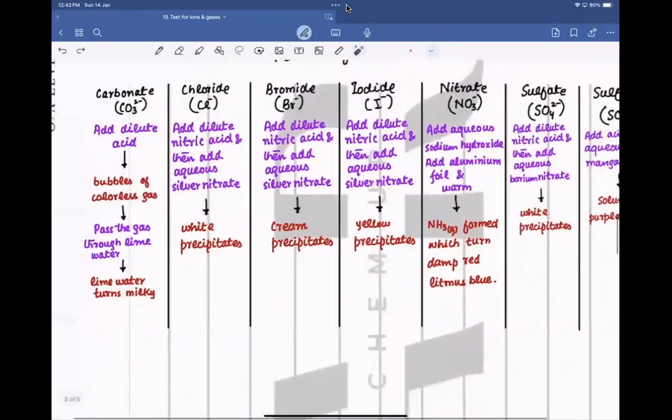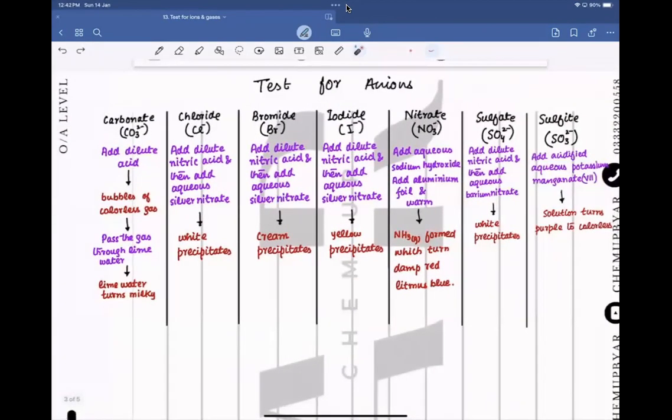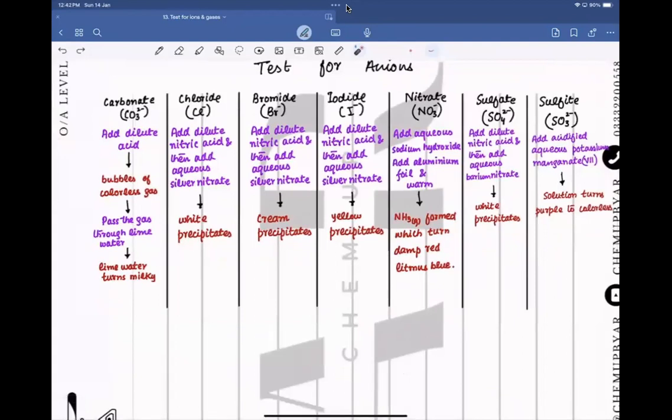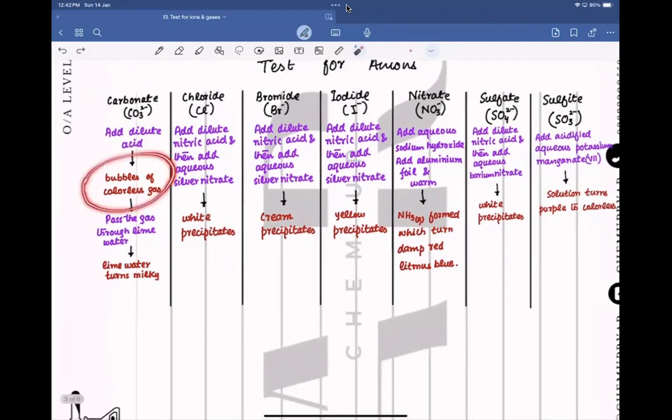Okay. Now we have the tests for anions, the negative ions. There are these 7 negative ions for which the examiner asks you the test: the carbonate ion, chloride ion, bromide ion, iodide ion, nitrate ion, sulfate ion, and sulfite ion. To identify a carbonate ion, we can use any dilute acid. To the unknown sample, we add dilute acid. We will see bubbles of a colorless gas. If we pass those bubbles through lime water, they turn the lime water milky. If this happens, it means that the sample solution contains the carbonate ion. Is this clear to all of you? Yes, sir. Sir, it means it will produce carbon dioxide, right? Yeah, that's why the gas is carbon dioxide over here.